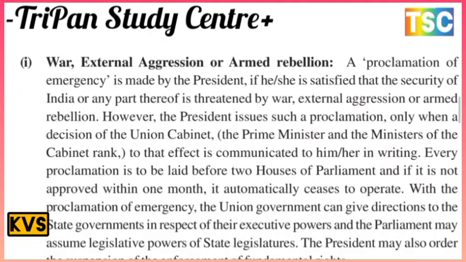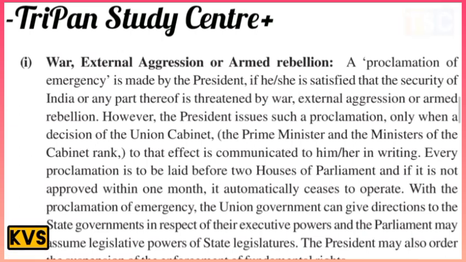The next one: war, external aggression or armed rebellion. This is an important point here. A proclamation of emergency is made by the President if she is satisfied that the security of India or any part thereof is threatened by war, external aggression or armed rebellion. However, the President issues such a proclamation only when the decision of the Union Cabinet, the Prime Minister and the ministers of cabinet rank, to that effect is communicated to her in writing.